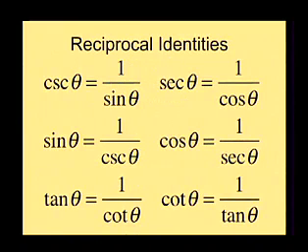The reciprocal identities. Cosecant theta is equal to 1 over sine theta. Secant theta is equal to 1 over cosine theta. Sine theta is equal to 1 over cosecant theta. Cosine theta is equal to 1 over secant theta. And tangent theta is equal to 1 over cotangent theta. And cotangent theta is equal to 1 over tangent theta.